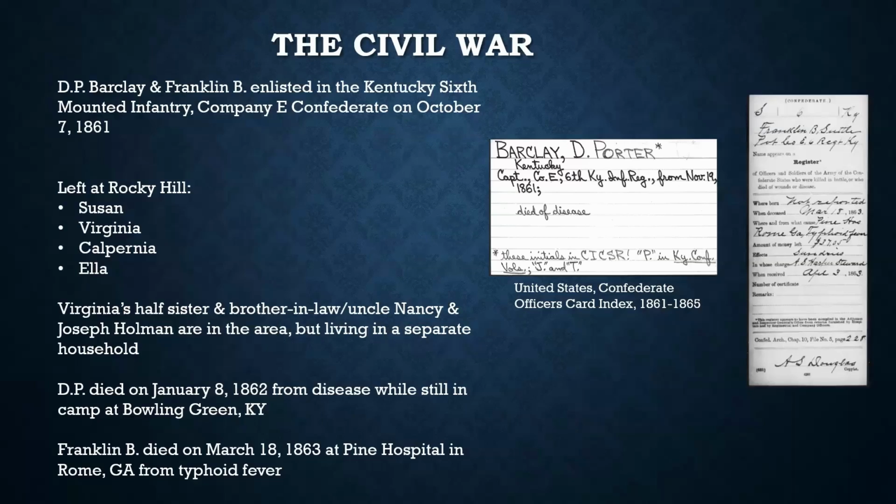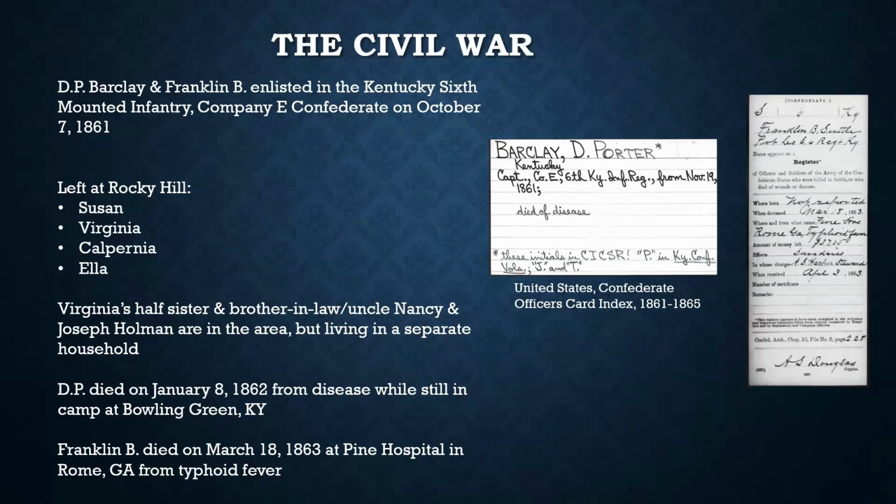So when the Civil War breaks out, DP and Franklin, and from what I can tell, almost literally every single other man in Rocky Hill enlisted in the Confederate Army in the Kentucky 6th Mounted Infantry, Company E, which would later become part of the Orphan Brigade. They were part of the Rocky Hill Mounted Guards. And so this left Virginia, her mother, her sister, and her daughter alone at Rocky Hill. She does have a half sister who's older and a brother-in-law who is also her mother's brother, so her uncle, that are living in the area.